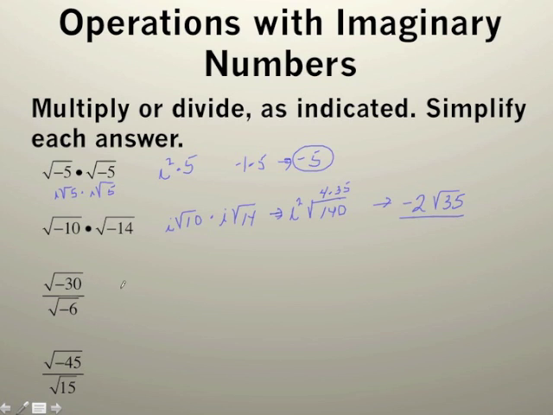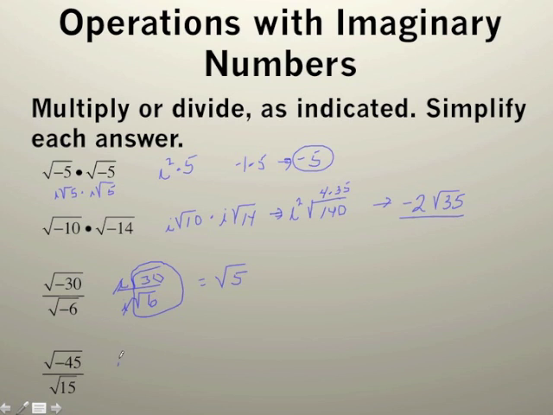And this one, we'll separate them first. i times the square root of 30 over i times the square root of 6. Now, it is legal to go ahead and do this right here. The i in both the numerator and the denominator will cancel out. And we can make this one fraction and reduce it and have it be the square root of 5, since 6 goes into 30 5 times.